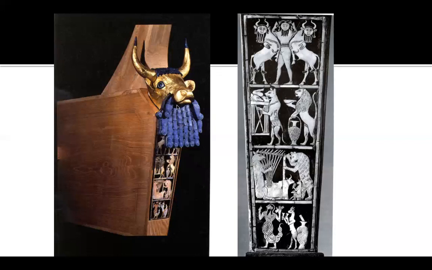It had a gold bull head with lapis lazuli. So see that beard and the eyes and the hair at the top? It had lapis lazuli. Does anyone know where that comes from? Lapis lazuli only comes from one place in the entire planet. Does anyone know where it comes from? It comes from Afghanistan. So this shows that Sumeria was already trading with distant lands.